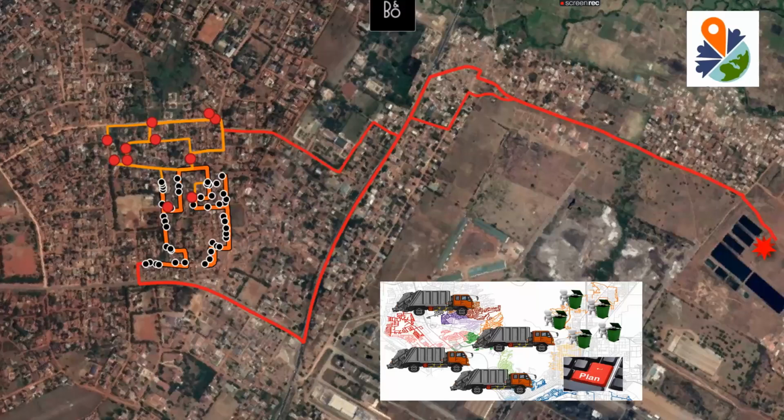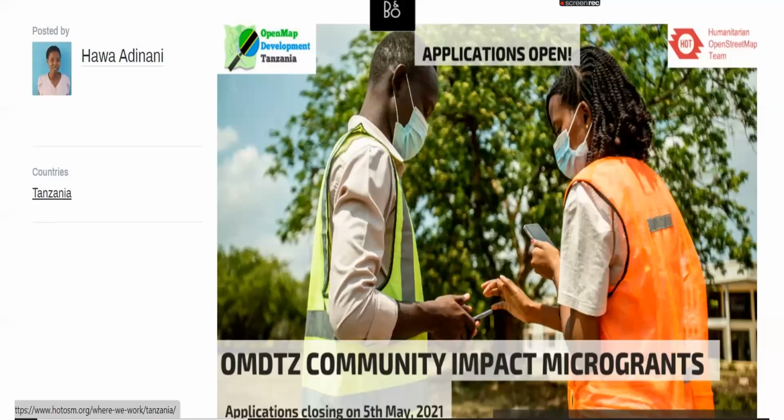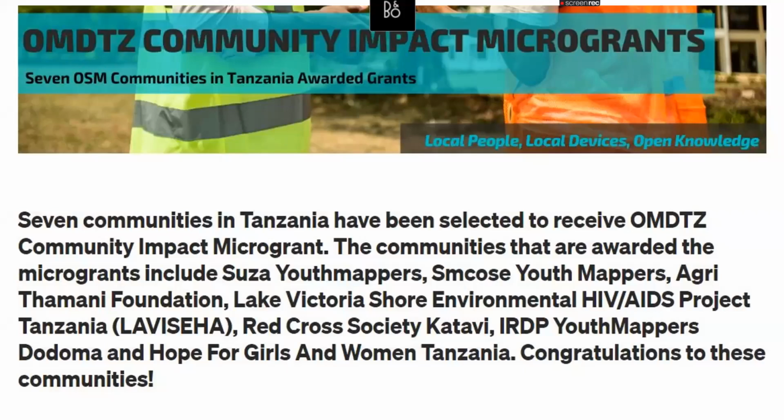Jumping into the second opportunity that we had, OMDTZ microgrants. This was an application last year, I think 2021, and we are among the chapters or OSM communities that were awarded this grant. And SMCOSE Youthmappers, you can see other chapters like SOSA Youthmappers, as well as IRDP and Dodoma Youthmappers, also had this opportunity to have this grant to implement their own projects.